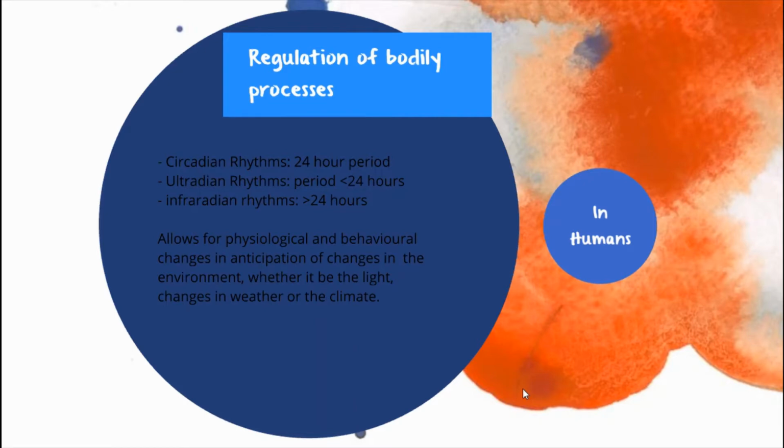The ultradian rhythm has a period of less than 24 hours, and the infradian cycle has a period of greater than 24 hours, such as the menstrual cycle. These allow for physiological and behavioral changes in animals in anticipation of the periodic changes in their environment.